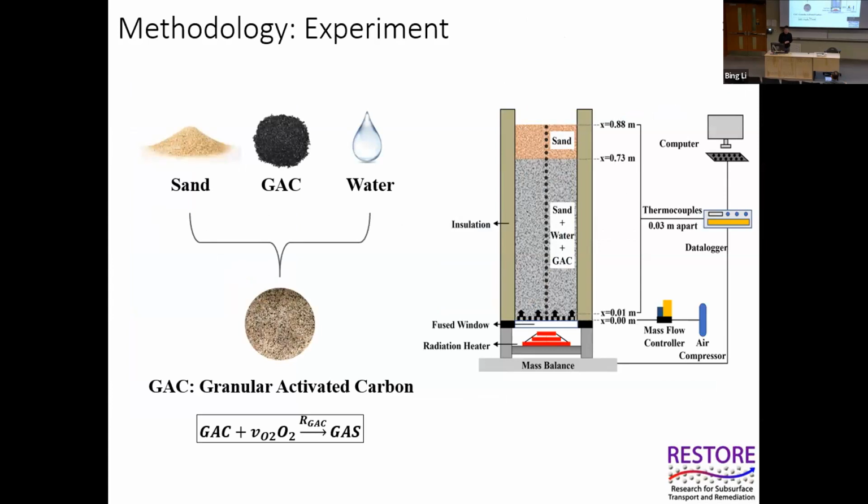We use granular activated carbon, mixed with sand and water, to make the wet combustible material. GAC is a great surrogate fuel for our smoldering studies. It can burn and it's not toxic, and the chemistry is pretty simple. So we can use a one-step oxidation reaction to model the smoldering reaction.